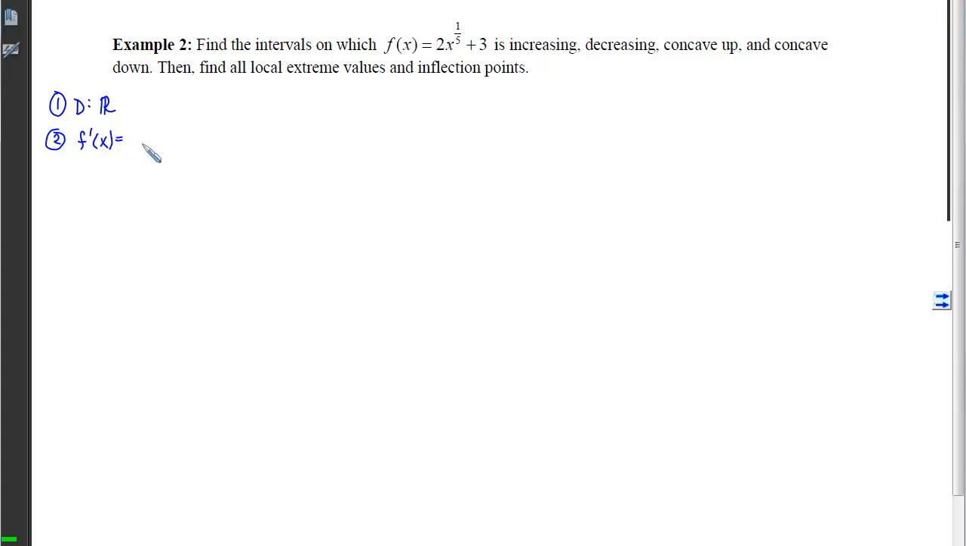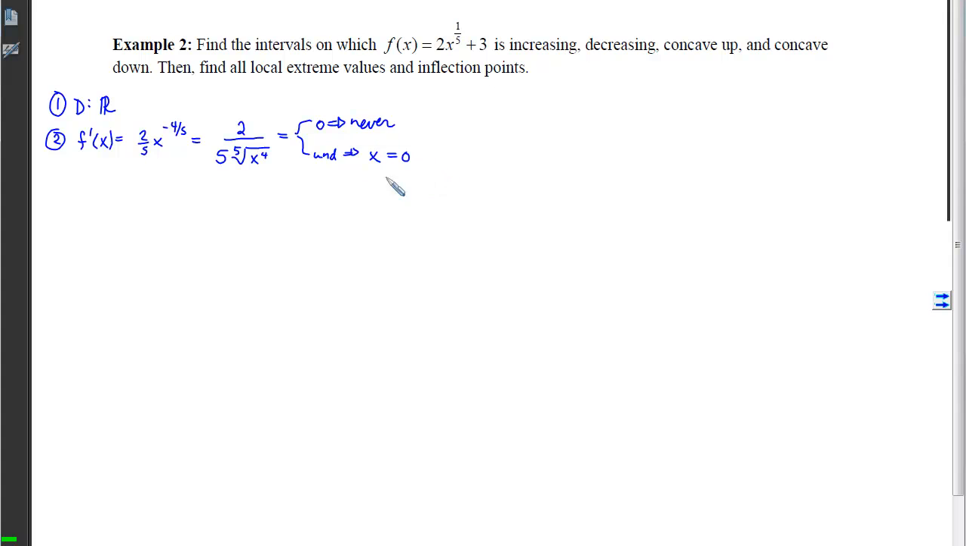So I can write f prime of x equals 2/5 of x to the negative 4/5 plus 0. Now, in order to find out when that equals 0 or undefined, it's easier to work with if I write it as a fraction. So I'll have 2/5, and on the denominator I'll have the 5th root of x to the 4th power. So this is going to equal 0 never, because the top is never going to equal 0, and it will be undefined when that denominator is 0 or when x equals 0.